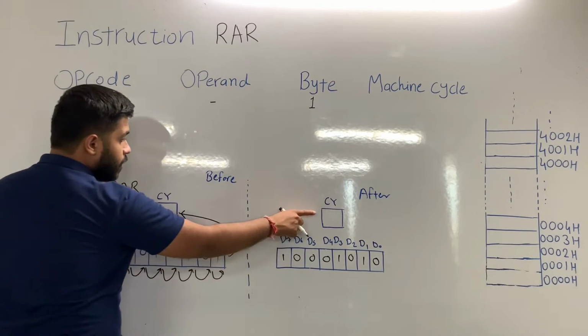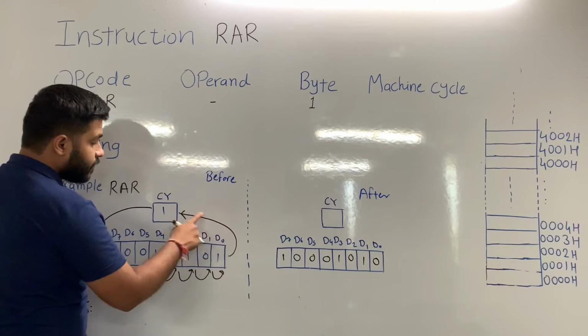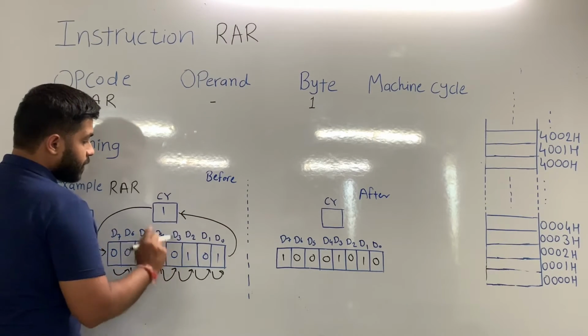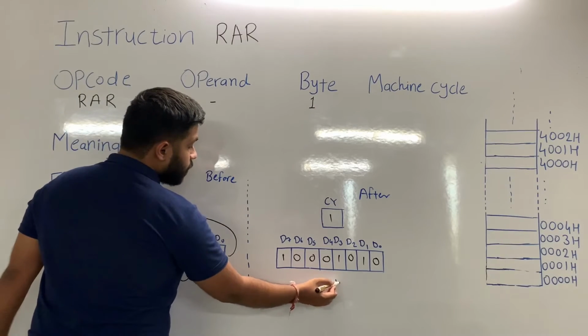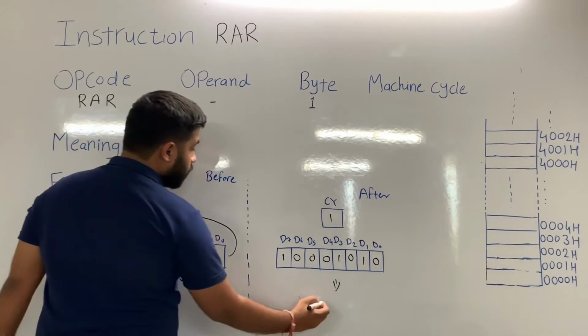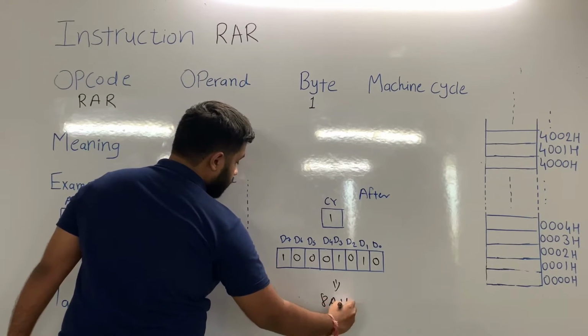Now what will be the value of carry flag? You can see that the D0 is shifted to carry. It means the value of the carry will be 1. If you convert this number into hexadecimal, you will get 8AH.